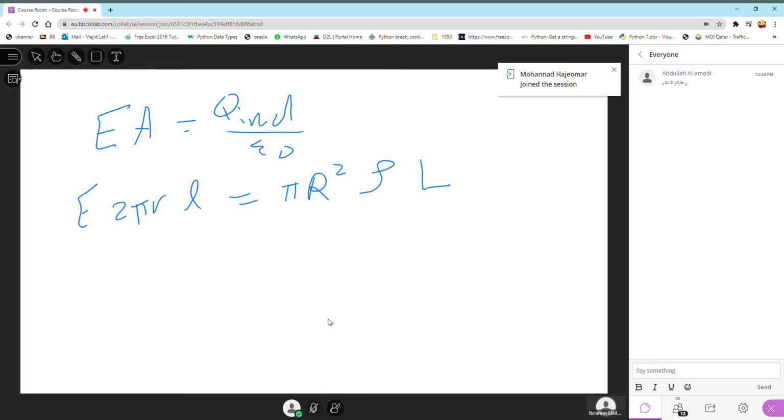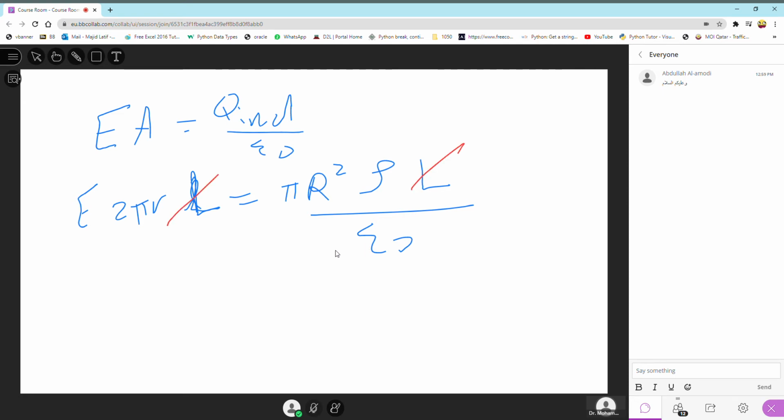Volume times the rho, over epsilon of the material, where the charge is located. Then L with L go, and then you find E out of it.